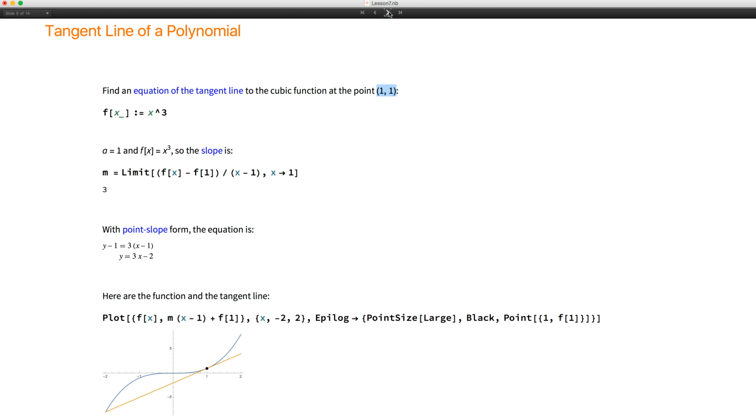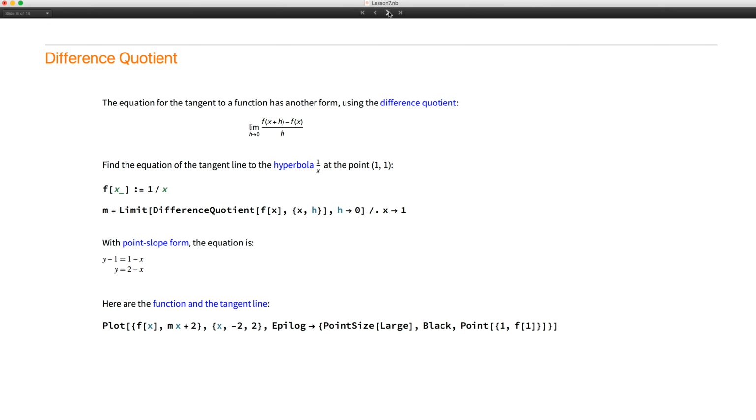Okay, in practice, of course, we use something called the difference quotient to find derivatives. So here's the difference quotient. What it says is you take the limit as this number h approaches 0 of the difference between f at a nearby point and at the given point, over h. So it's still a slope, but it's a slope in a slightly different form.